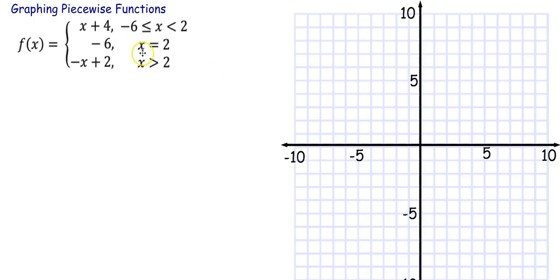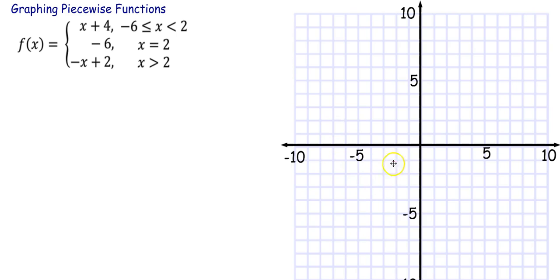Graphing piecewise functions. Here we have a function f of x equal to x plus 4 under the condition x is greater than or equal to -6 and less than 2. And f of x equal to -6 for x equal to 2. And lastly, f of x equal to -x plus 2 when x is greater than 2. So 2 is a point that is breaking this graph apart into 3 pieces.